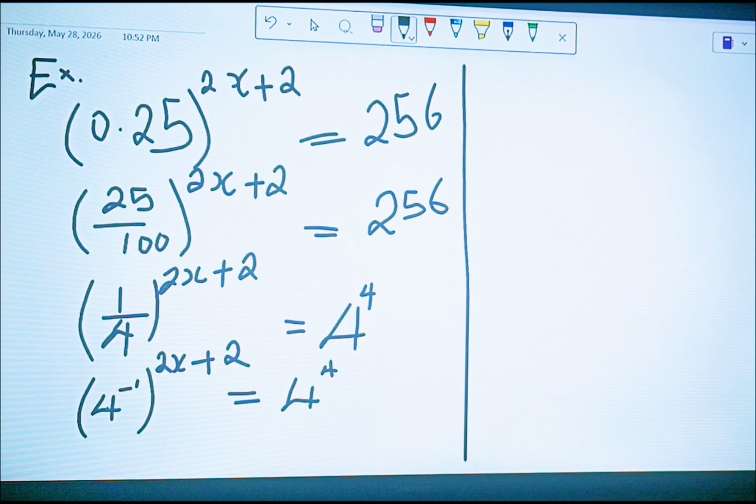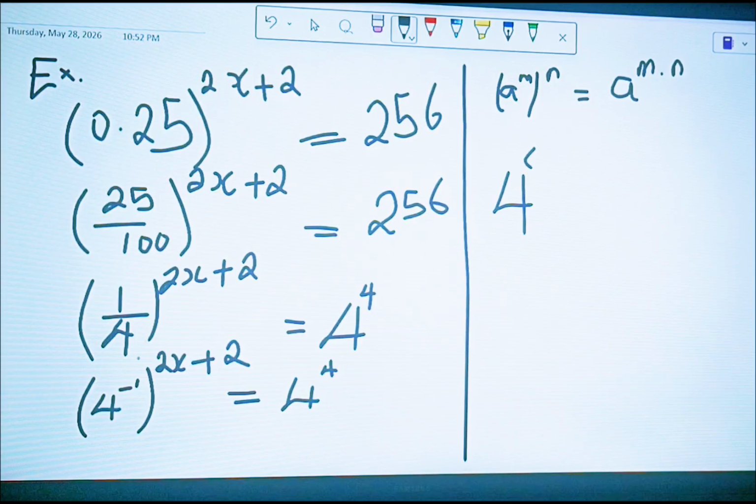Now, remember the laws of indices I taught you: if you have a to the power of m inside and you have n outside, this can easily be written as a raised to the power of m times n. It therefore means that we can multiply our minus 1 to what we have outside. So we have 4 raised to the power of minus 1 times what is there. So we are going to open the bracket now. Minus 1 times 2x will give you minus 2x, and minus 1 times 2 will give you minus 2.